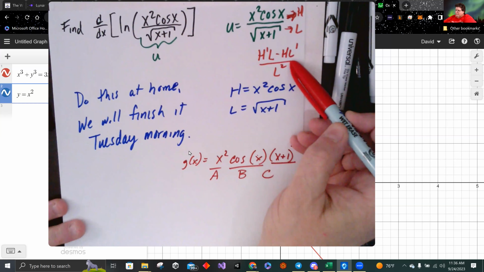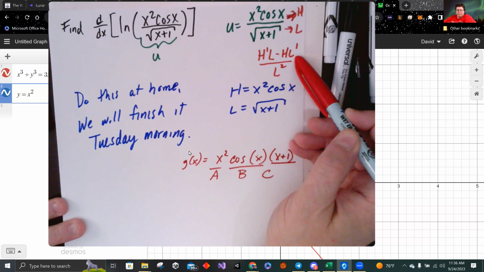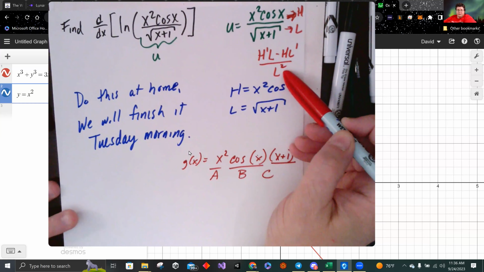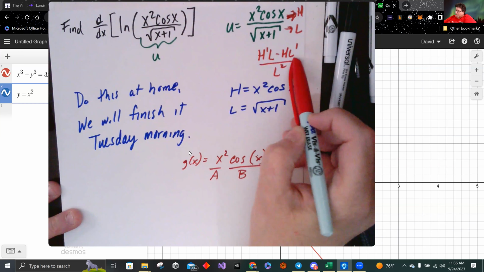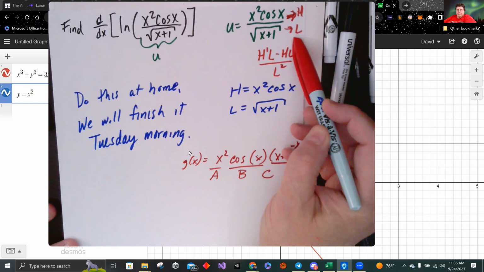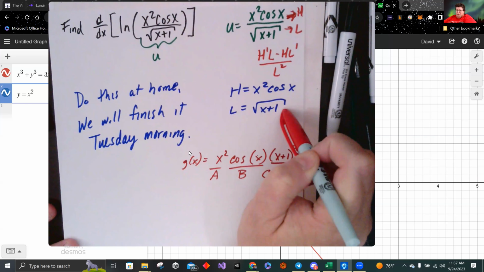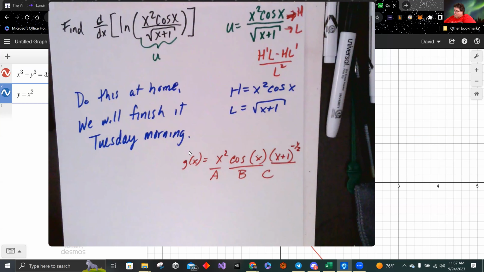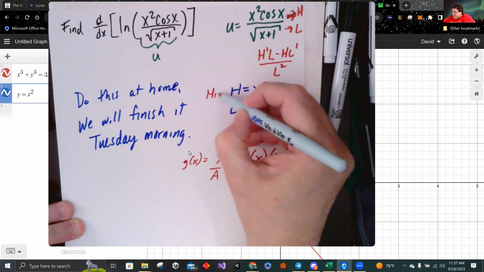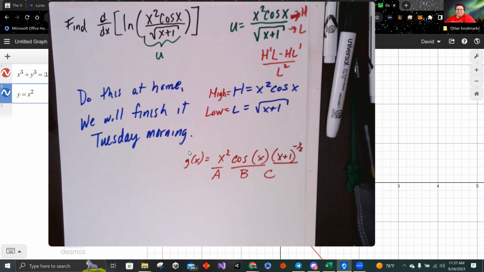For the quotient rule, remember that it's high d low minus... or low d high minus high d low over low squared. I like this one. Looks like the product rule. H is the top, L is the bottom. I recommend writing it down and making sure you're writing it down correctly. H stands for high. L stands for low. It's supposed to give you the information from it.